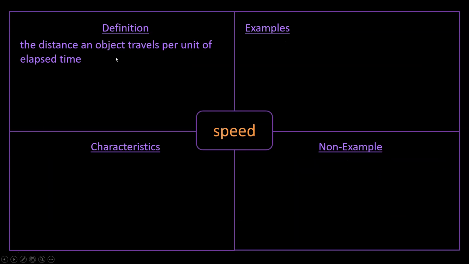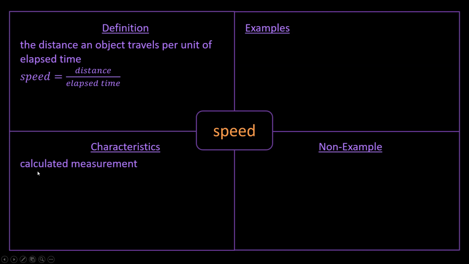Let's look at speed. The definition is the distance an object travels per unit of elapsed time. Mathematically, we find the speed by taking the distance the object travels and dividing it by how much time it took to travel that distance.